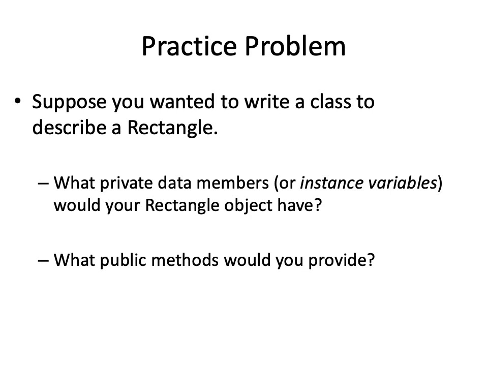Suppose that you wanted to write a class to describe a rectangle. What private data members or instance variables would your rectangle object have? And what public methods would you provide so that other people who wanted to use a rectangle would be able to use it? I've already mentioned one or two possible ones when I was talking about the shapes, but I want you to think about some more. What kinds of things would you want to know about a rectangle? So I want you to write these down, and in the next mini lecture, I'll actually go through this in a lot more detail. So stay tuned.